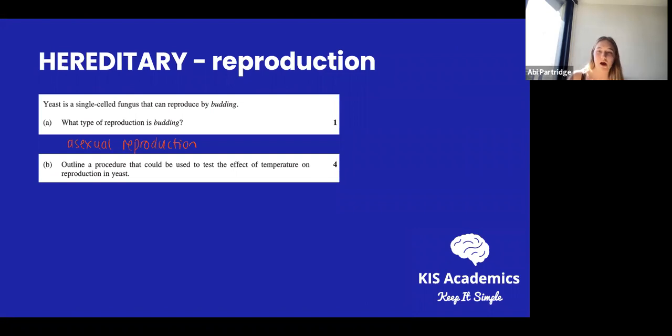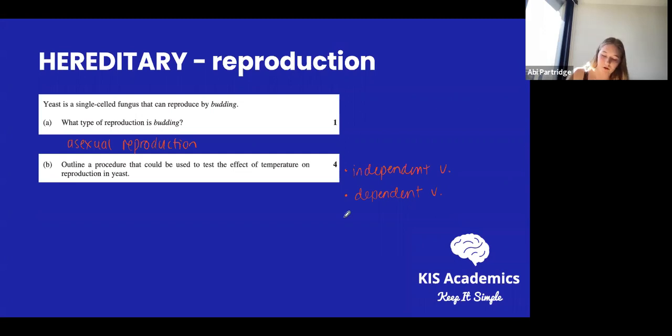And then for part B, I'm not sure if you just dot pointed it or if you actually read out the full method, but here are things to include. You've got to mention your independent variable, and in this case, that would be temperature. Then you've got your dependent variable, which is the thing that you're measuring. This time you could measure something like counting the number of yeast cells. That would be a fungus that does budding.